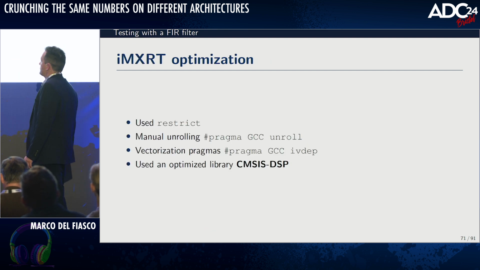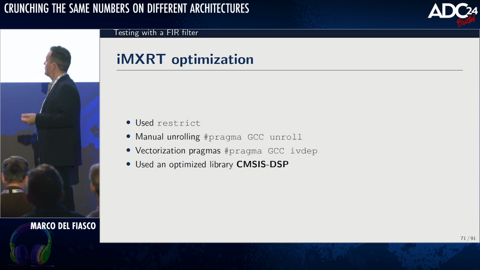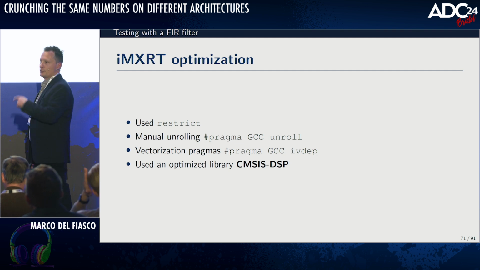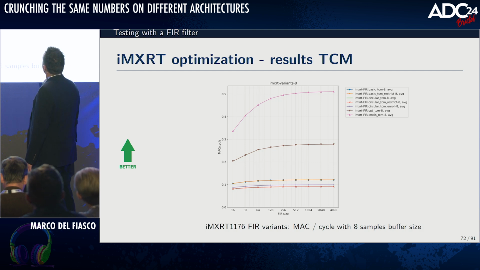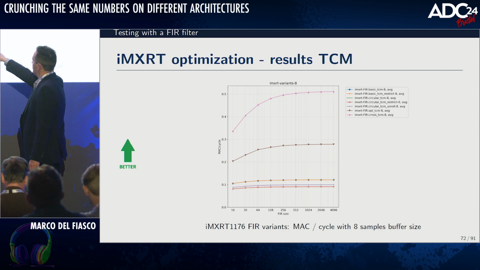On the microcontroller, what I did there was just some restrict keywords, I used pragmas, and I also tried to use an existing library. Results: the basic implementation running from tightly coupled memory performed like 0.1 MACs per cycle. All the other implementations are poor.